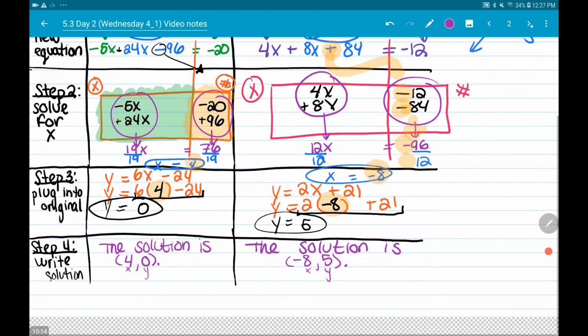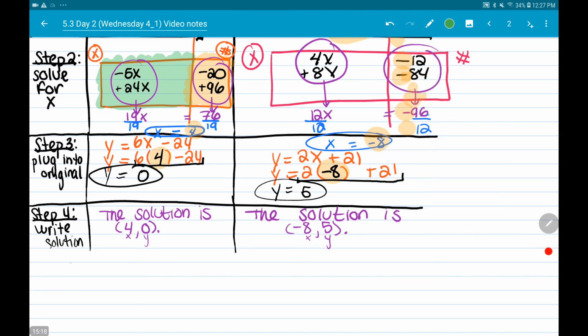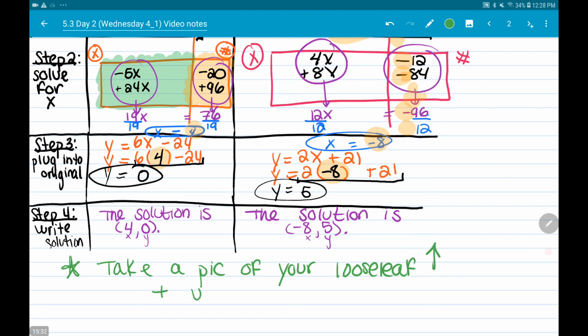All right, that is it for today. What you are going to do now is take a picture of your loose leaf and upload. All right, and that's it. There's no more, there's no practice left.